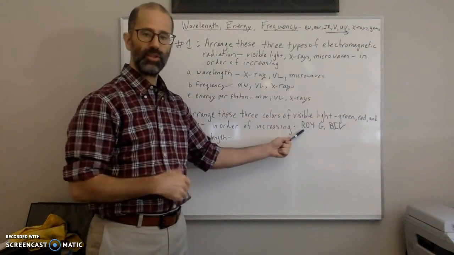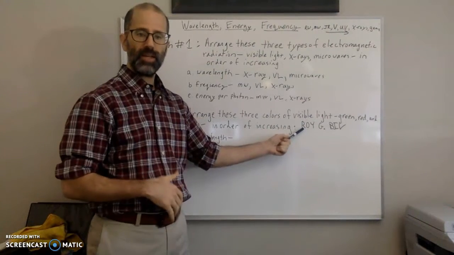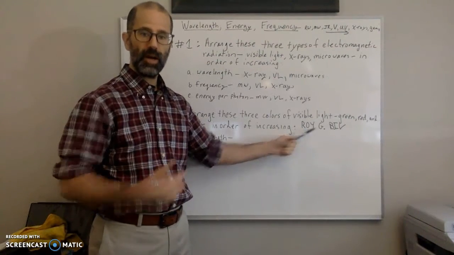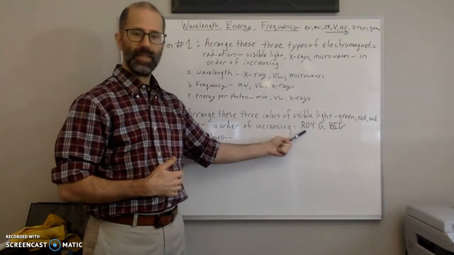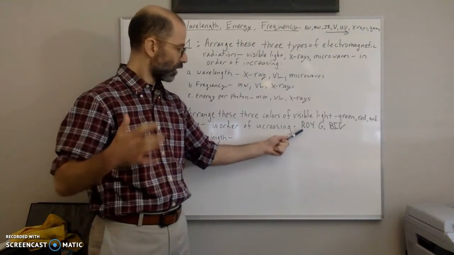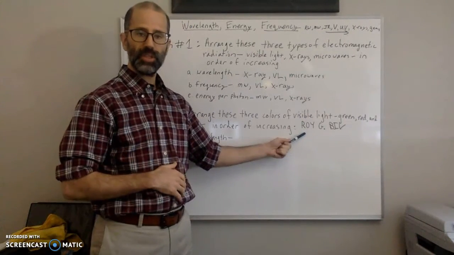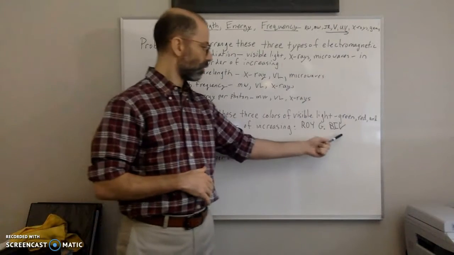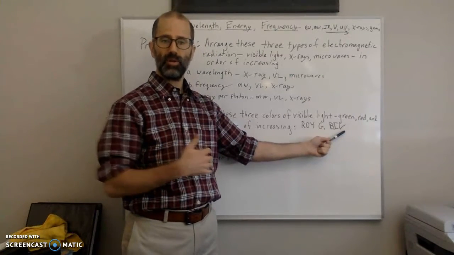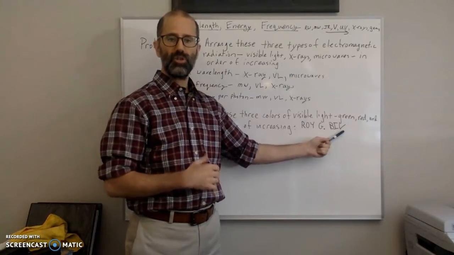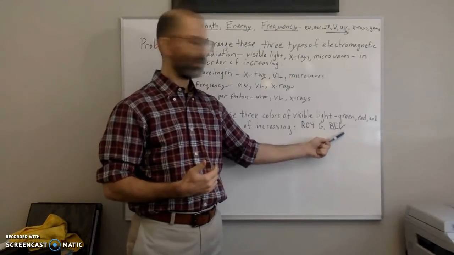So red is lowest energy. Red is longest wavelength for colors, if you're looking only at the colors. Red is longest wavelength, lowest frequency, lowest energy. Or violet is going to be highest energy, shortest wavelength, highest frequency, right?